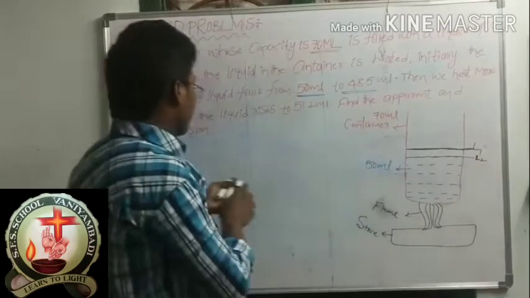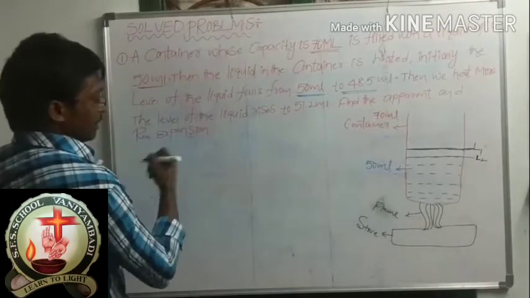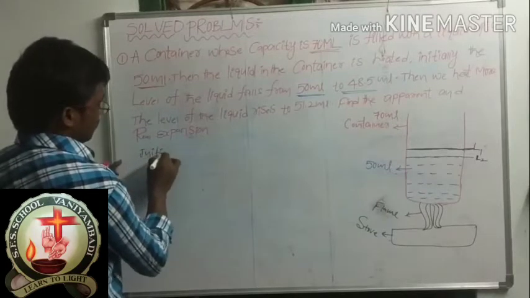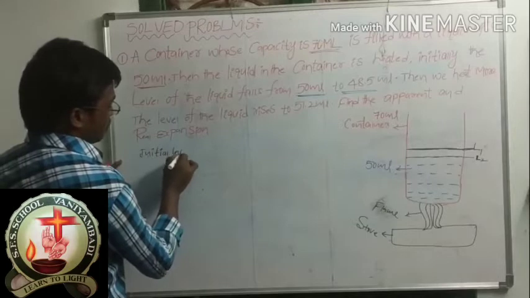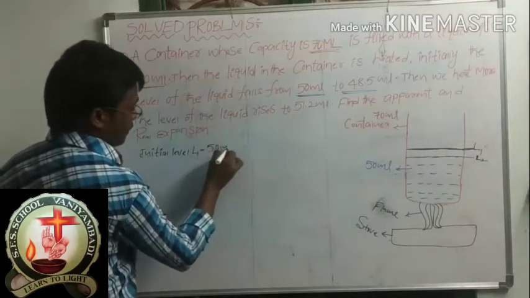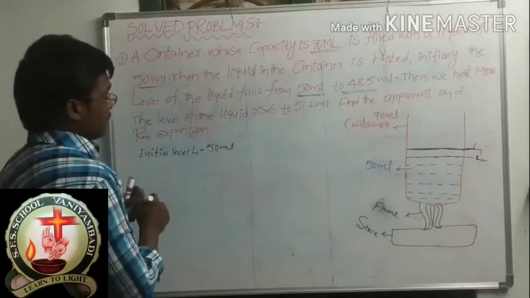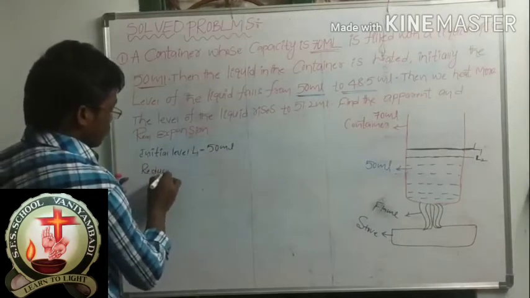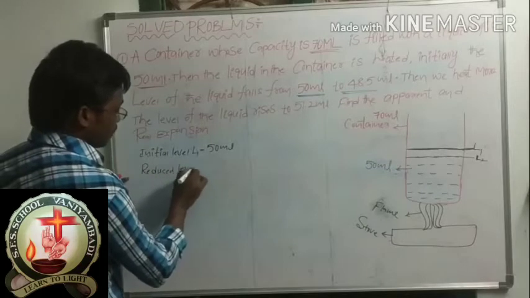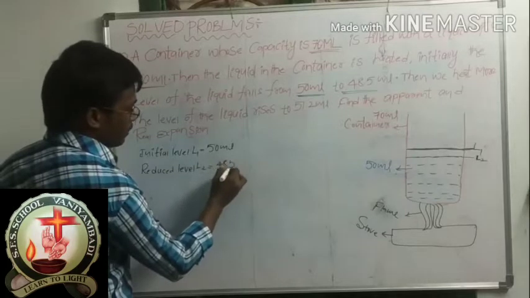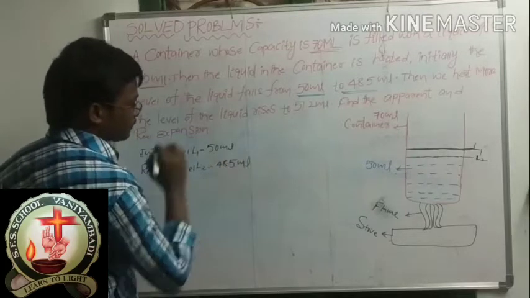I will write here. Initial level L1 is equal to 50 ml. Reduced level L2 is equal to 48.5 ml.